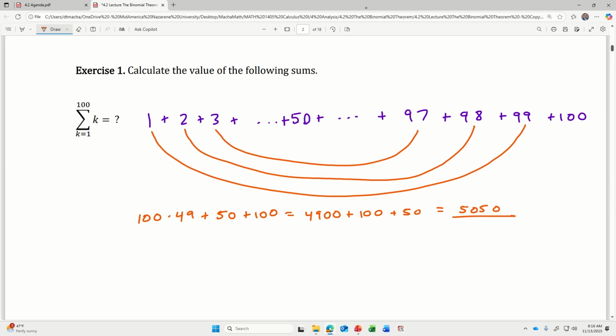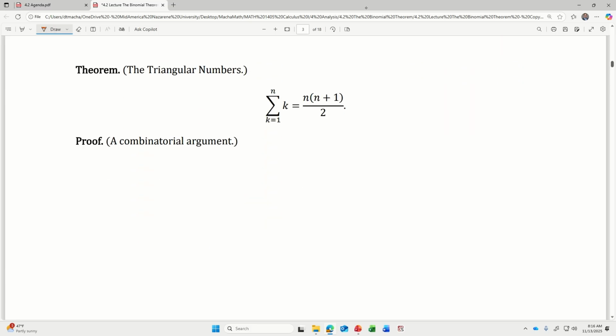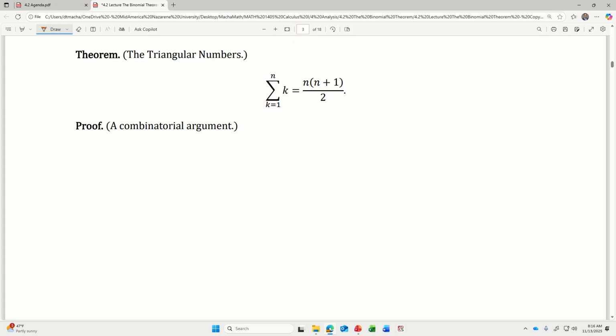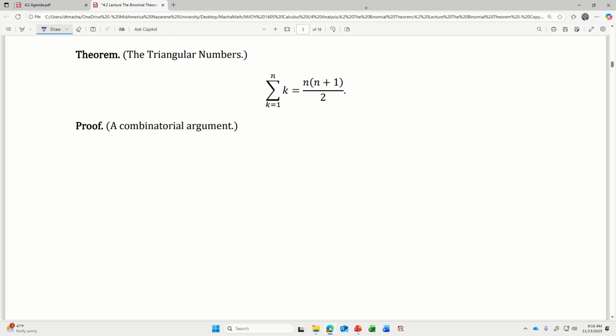But I thought that was a neat little puzzle, worth mentioning while we're talking about the big sigma notation. And in general, if you want to solve this problem for any upper bound n, there's a formula for it. And these are called the triangular numbers. And let me explain why you might call these the triangular numbers.